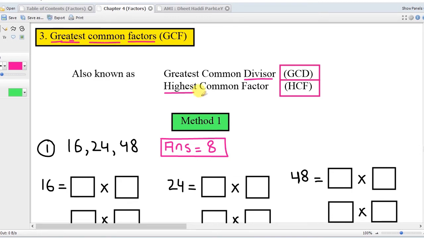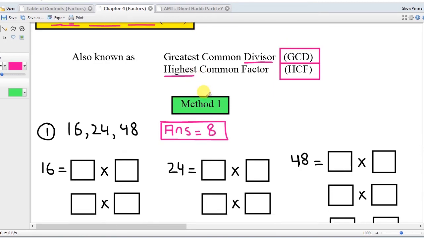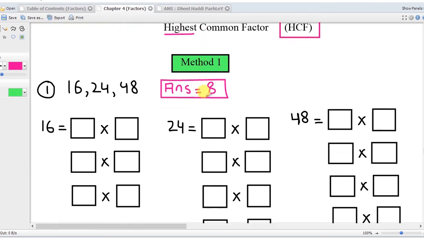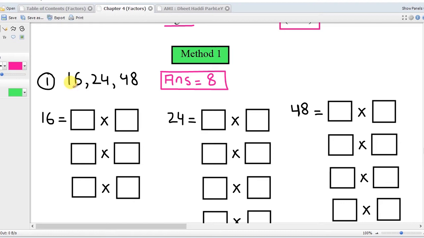Okay, so let's start solving the GCF using the first method, which is a very simple method. Here we have three different numbers and we have already given the answer. Once we are done solving this question, our answer must be 8. If it's not, we have definitely done something wrong. So let's begin and see what happens.